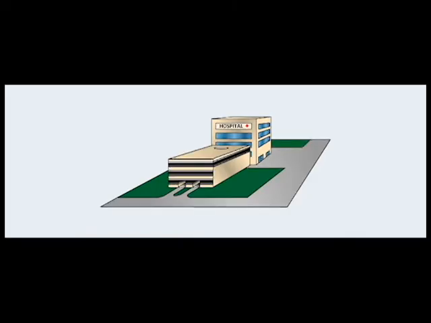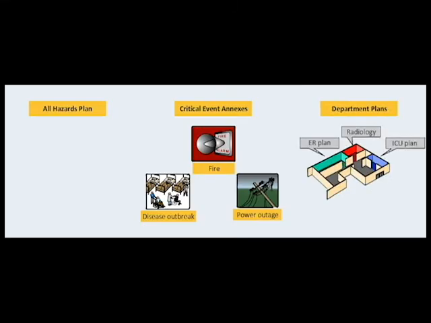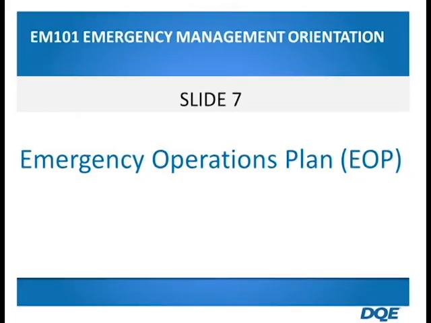Hospital emergency planning usually falls into one of the following categories: all hazards planning, incident-specific planning for high-likelihood events, and individual department plans. An all-hazards plan describes how the healthcare facility will operate, plan, manage, and respond to incident events regardless of cause or areas affected. All hazard and incident-specific planning are usually encompassed in a facility-wide plan called an Emergency Operations Plan, or EOP.